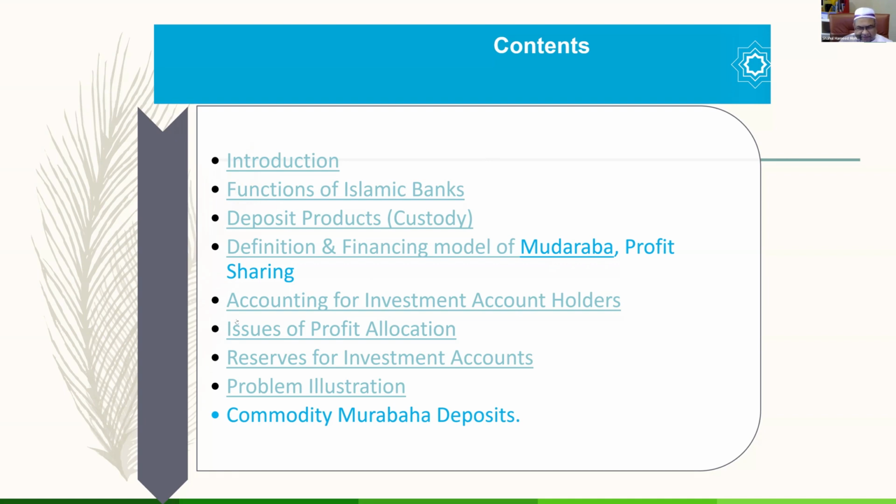This is something called issues of profit allocation, reserving, and maybe problem restriction. There's a new thing called commodity murabaha deposits, they call it reverse murabaha for deposits, which started in Malaysia a few years back. Okay, and so they have switched to this mostly. So let's start off.